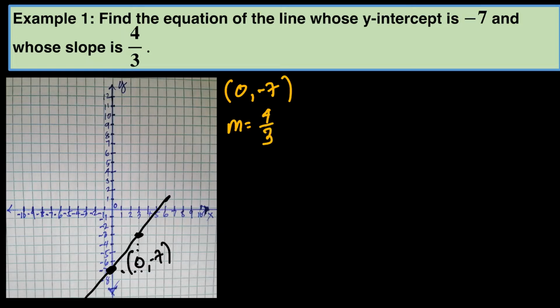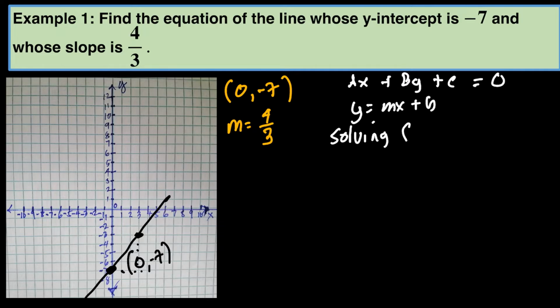Now let us be reminded that when we express the equation of a straight line, we express our answer in general form. To recall, the general equation of a straight line is of the form ax plus by plus c equals 0. But the slope-intercept form of a straight line is of the form y equals mx plus b, where m is the slope and b is the y-intercept. So let's solve for the equation of the line.